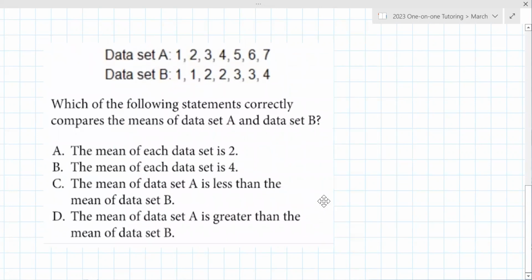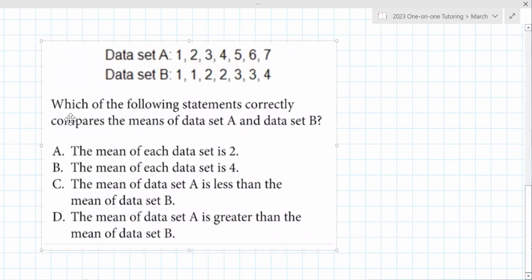So in this problem, the question says, which of the following statements correctly compares the means of data set A and data set B? One thing you could do here is visually inspect the data and decide, because C and D are about being bigger and smaller: does one look bigger or does one look smaller? Can you look at those numbers there? You've got 1, 2, 3, 4, 5, 6, 7, and then two 1s, two 2s, two 3s, and a 4. Any idea which one might have the greater or smaller average without doing the calculation? Data set A, would you say A has a larger or smaller mean?